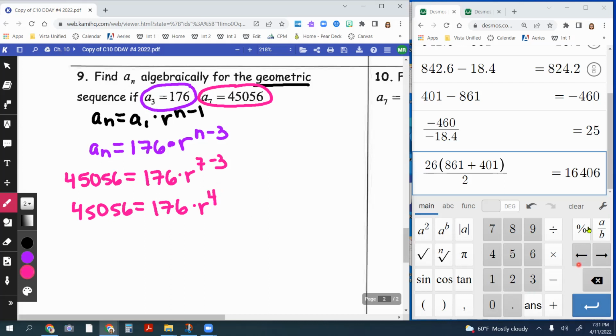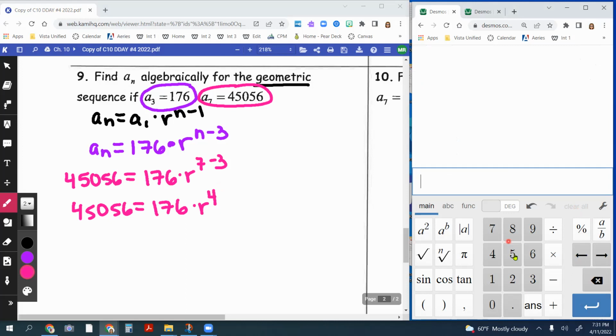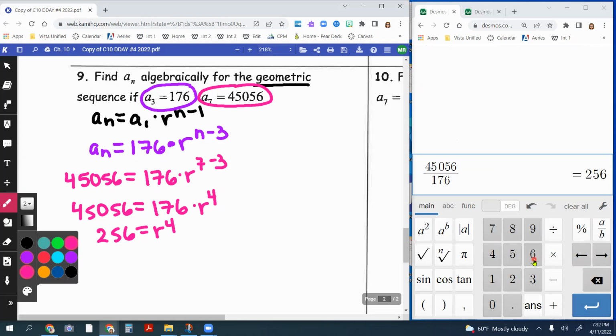And I'm going to divide both sides. So 45,056, I'm going to divide it by 176. And I get 256 is equal to r to the 4th. I'm going to take the 4th root of 256. And when I take any even root, I always get a positive and a negative answer.